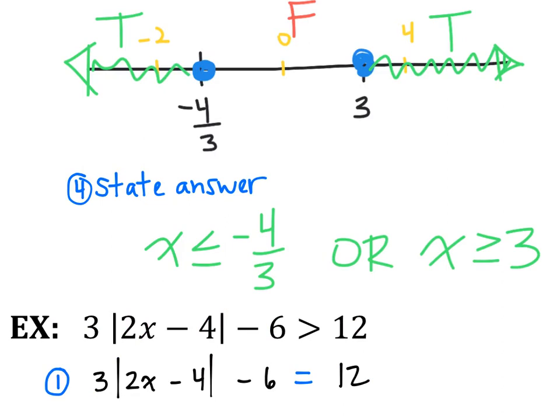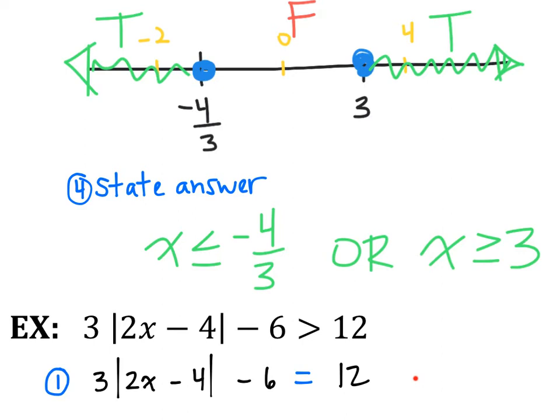Let's look at this next example. The only difference is now we have other stuff happening outside of our absolute value. We still follow the same steps. Step 1, make the inequality an equation.